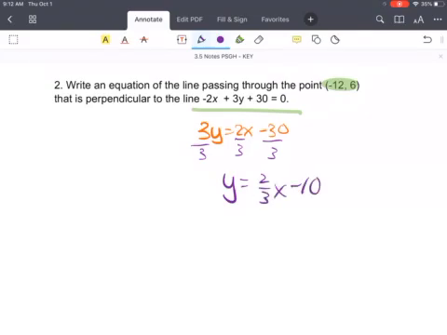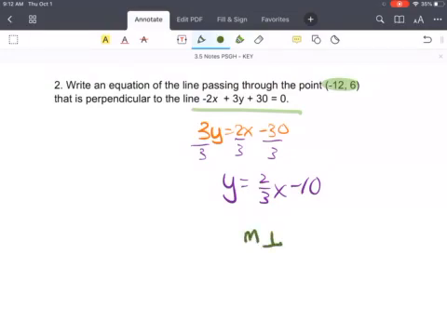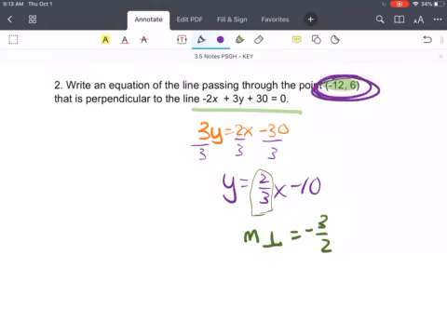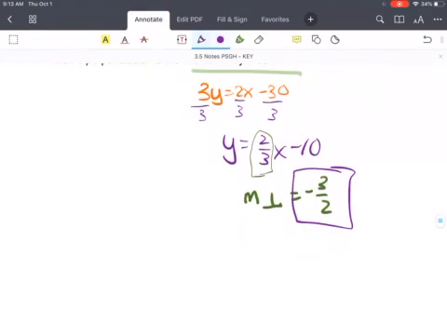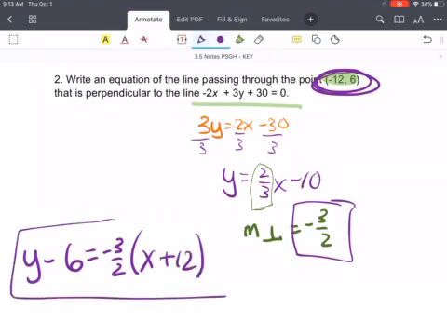Which means my original slope of the given line is 2/3, which means my perpendicular slope, which is what I really want, is the opposite reciprocal of 2/3, which is -3/2. And then I'm going to use my given point, -12, 6, and my slope, and I'm going to plug it into point-slope form. Y minus my y value of 6 equals my slope of -3/2 times x minus -12, which is x plus 12.